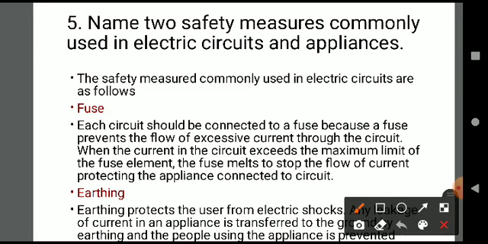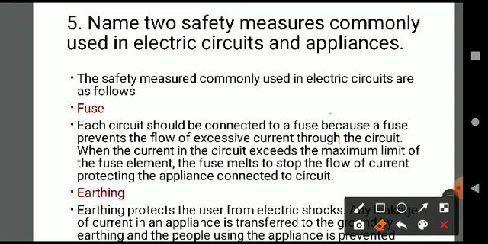So it will prevent the excessive current. And how is it going to prevent the excessive amount of current? So when the current in the circuit exceeds the maximum limit of a fuse element, the fuse melts to stop the flow of current, protecting the appliances connected to the circuit. So the wire that we are going to use in the fuse is of a lower melting point as compared to the wire of the electric circuit.